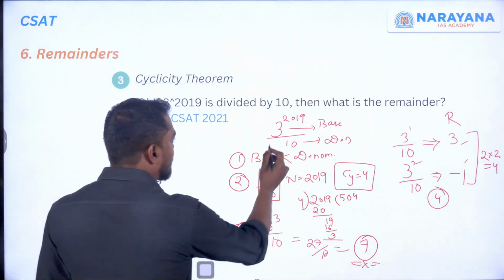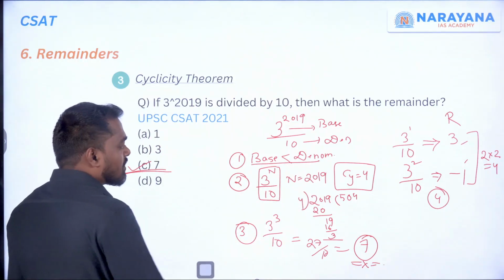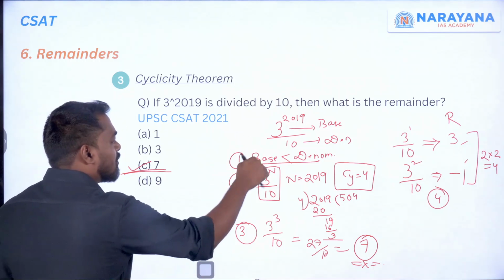So this is how you should use the cyclicity theorem. Check the base whether it is less than the denominator or not. If it is not, consider the remainder. If it is yes, move to the next step.